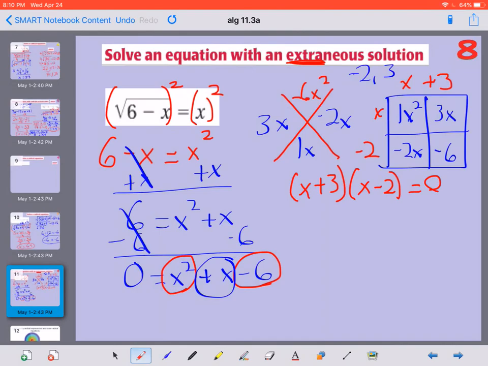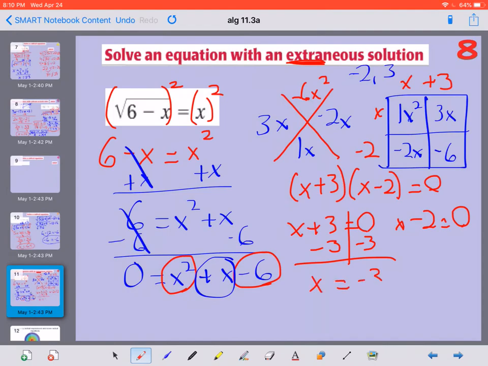So now we got to solve this. X plus 3 equals 0 and x minus 2 equals 0. So we got to subtract 3 from both sides for the first one. So we get x equals a negative 3. Here we have to add 2 to both sides. So we get x equals 2.